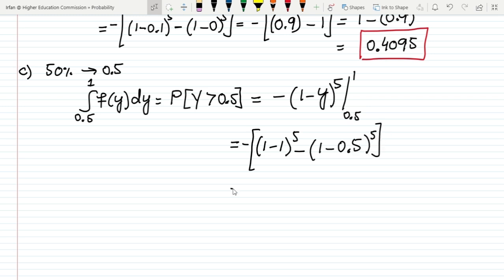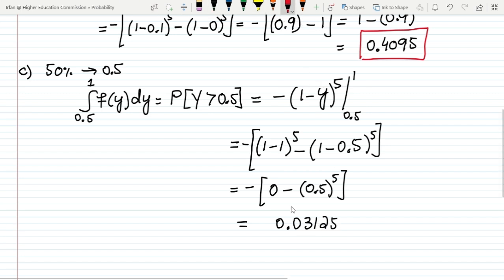Okay, so that is what we have. Now simplifying it, this will be 0, and this will be 1 minus 0.5, which is 0.5, raised to power 5. Okay, and the answer of it will be 0.03125, which is around 3%, which is slightly smaller than all the previous probabilities. Okay, so this is what we have found out, and that is the solution of part C of my question.